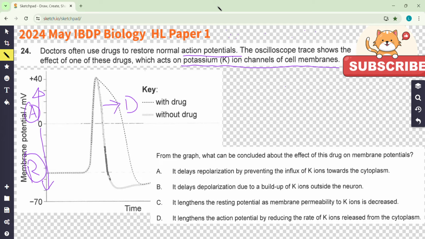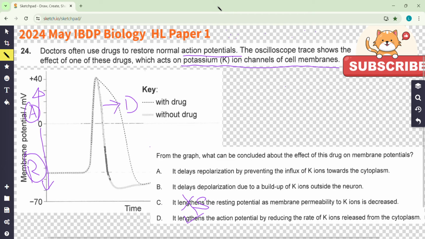You can eliminate them. A, B, C, D. Take some time to look at it. Yes, by using the drugs, the resting potential is shortened. It should be shortened, not lengthened. And this one, action potential is lengthened, but you have to look at the explanation.